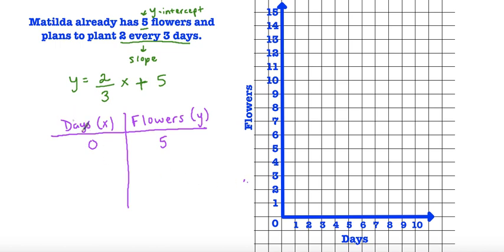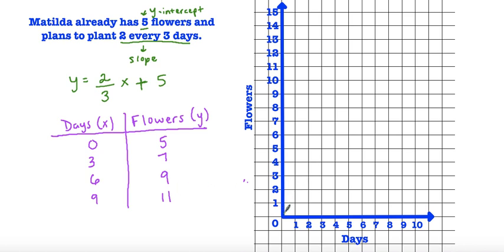So instead, we could increase it 3 days at a time. So after 3 days, there will be 2 additional flowers. So at 7, then after another 3 days, there will be another additional 2 flowers. So there will be 9 flowers, and so on. So after 9 days, there would be 2 more flowers, making it at a total of 11 flowers.